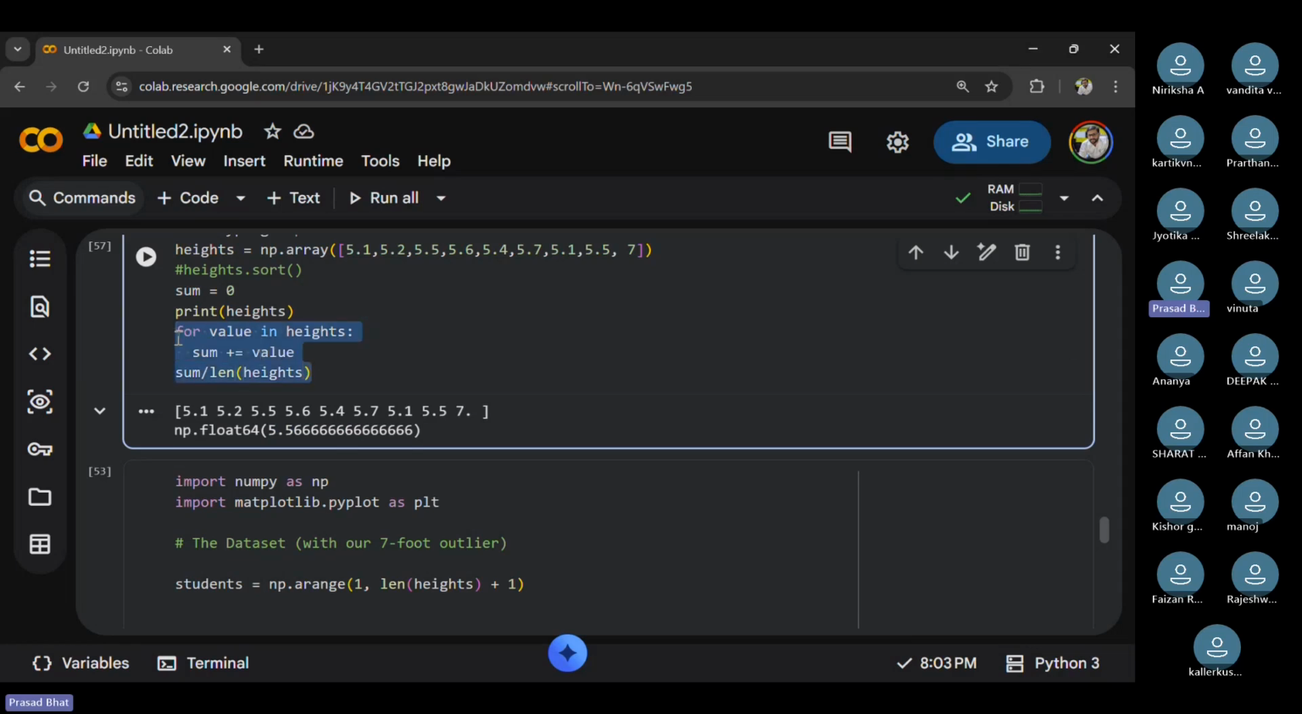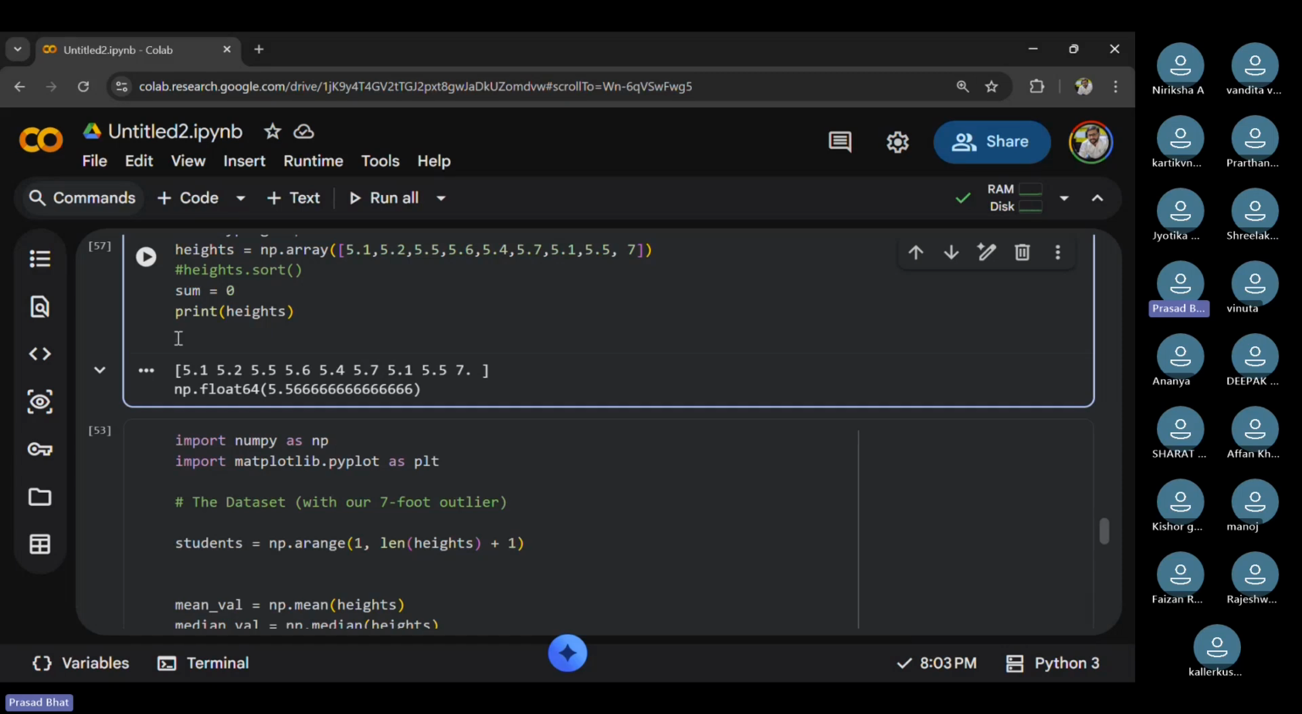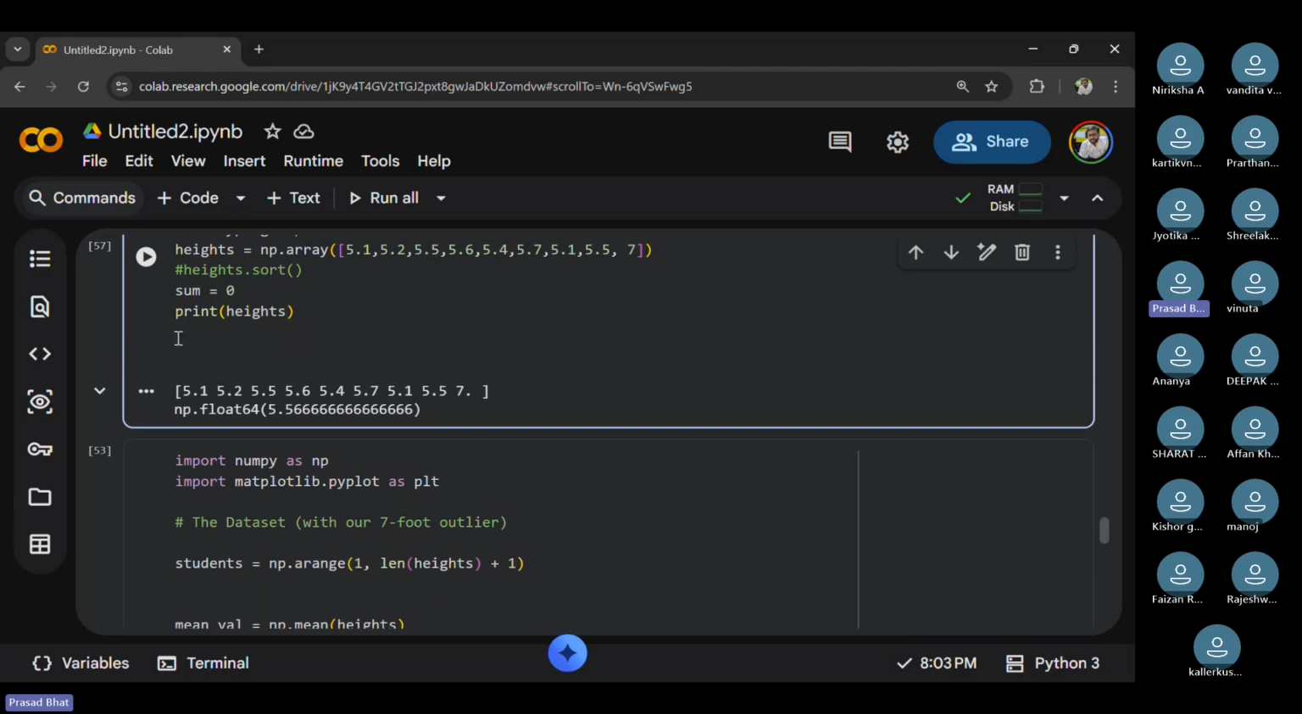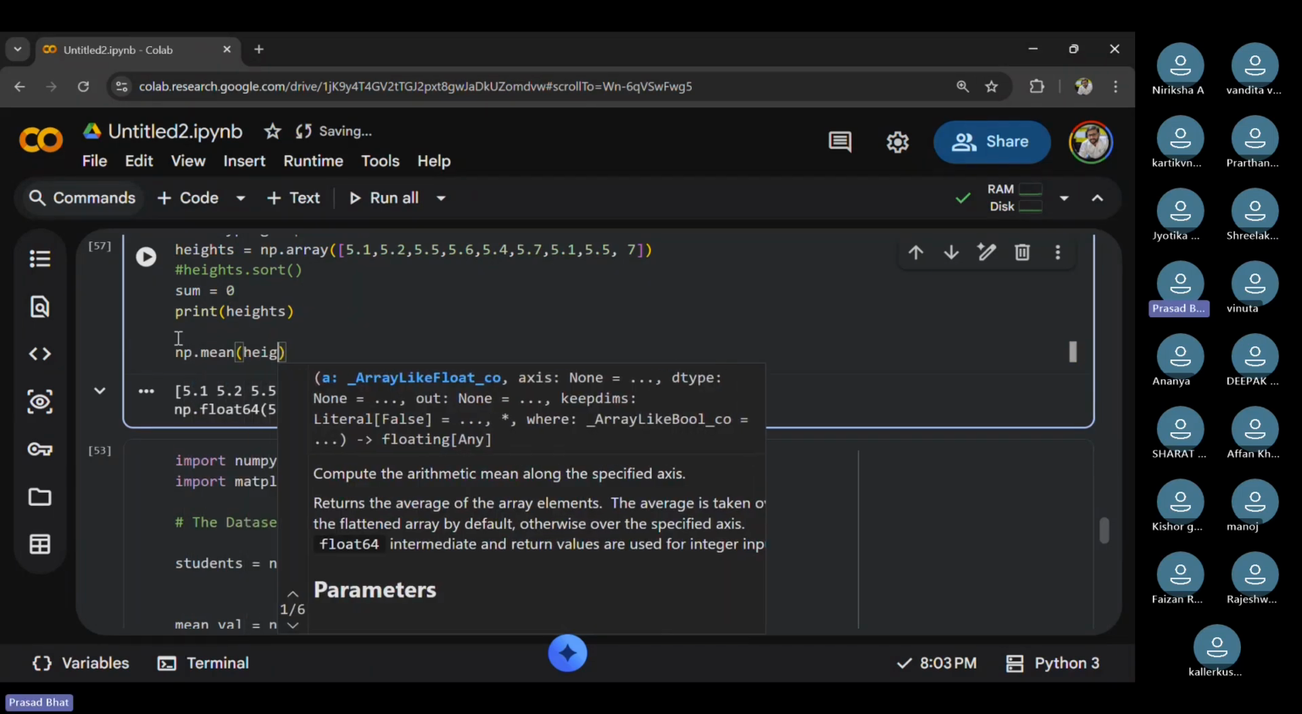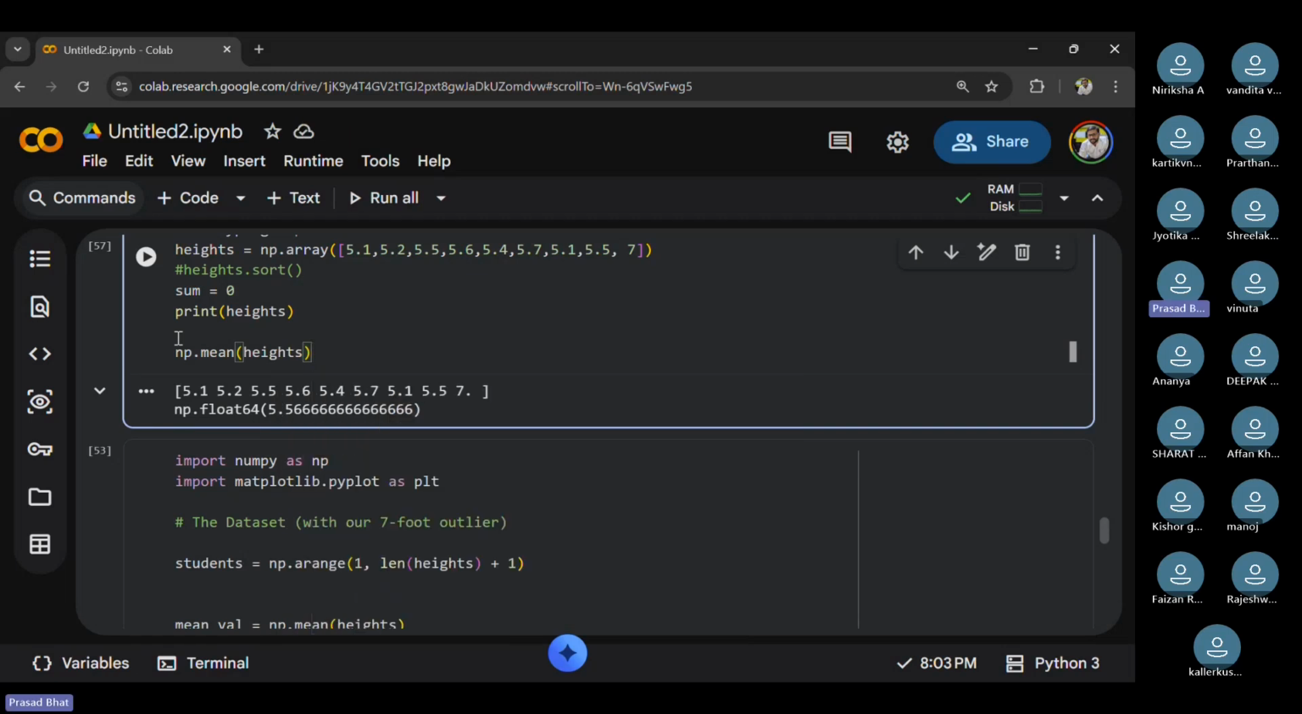The wheel is already invented. So for that, we can simply use a built-in function that is already available in NumPy, np.mean of heights. You simply pass in the data set. So this will also give you the same answer, 5.566. Make sense? Now this is the mean, so let me print it separately. Print mean value, right?